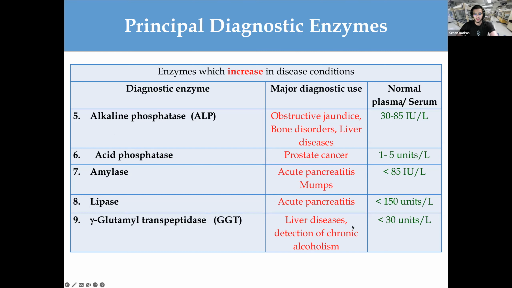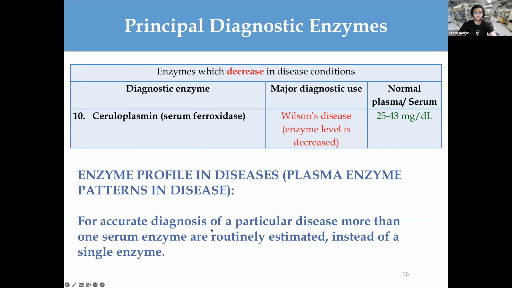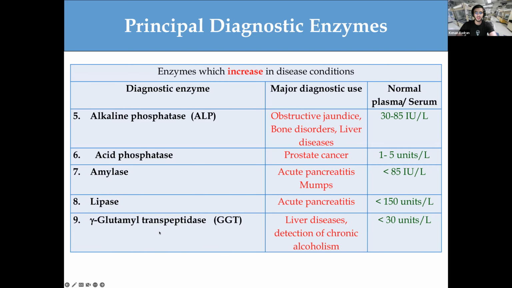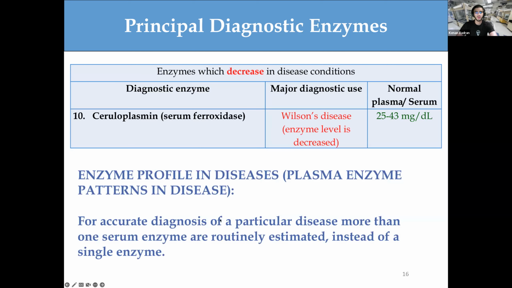Sometimes an employer wants to check if you have an alcohol problem, so they would request a blood test and see your GGT levels, because we know that alcoholism causes liver damage, and this is one of the enzymes we observe. And this is the only case where it's a problem when the enzyme level is decreased: Wilson's disease, due to a decrease in ceruloplasmin or serum peroxidase.